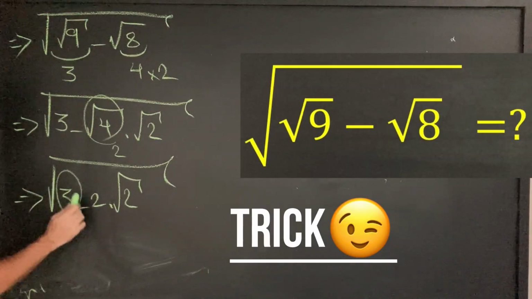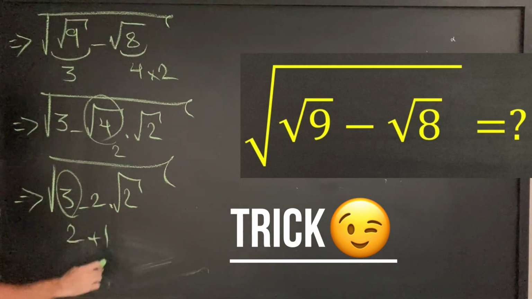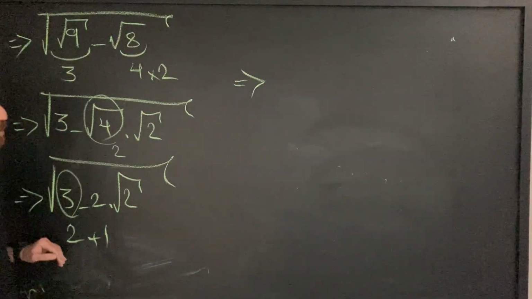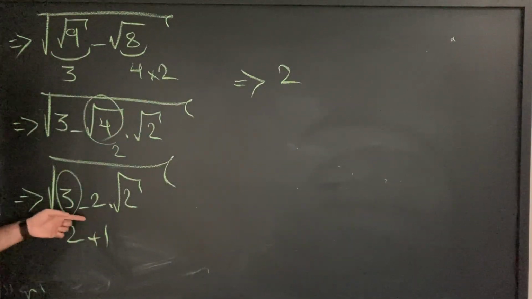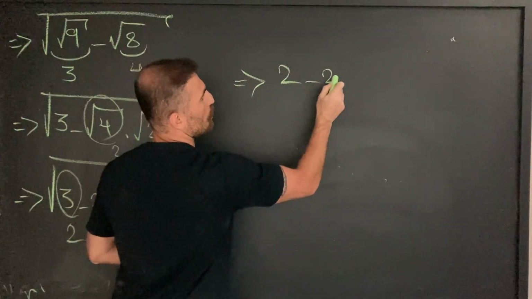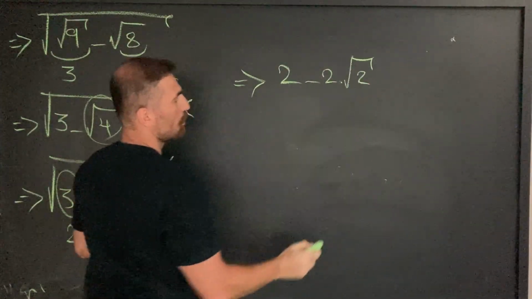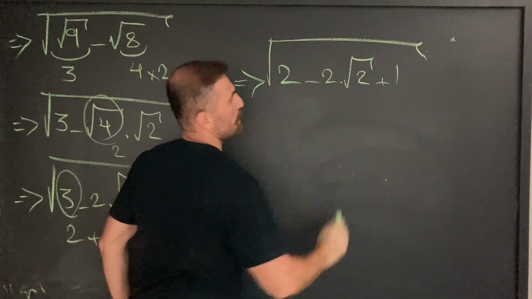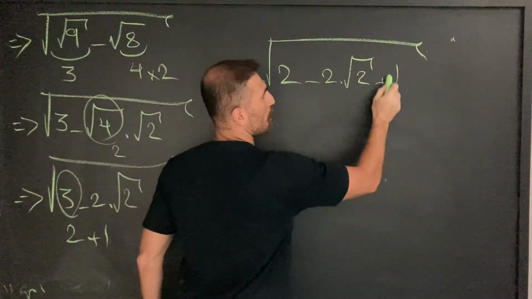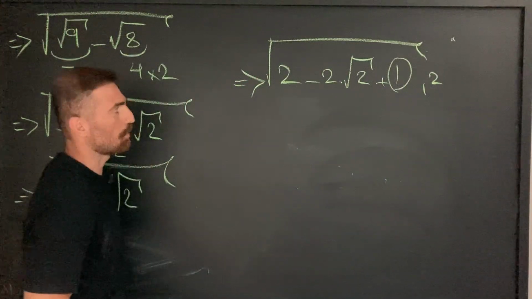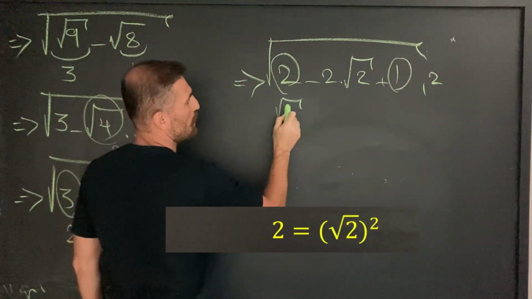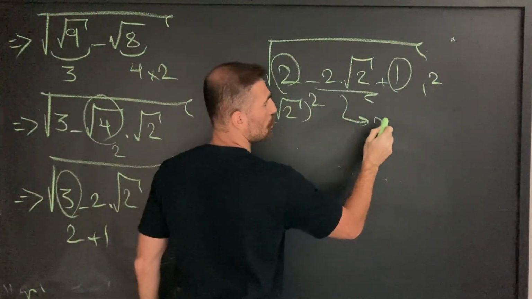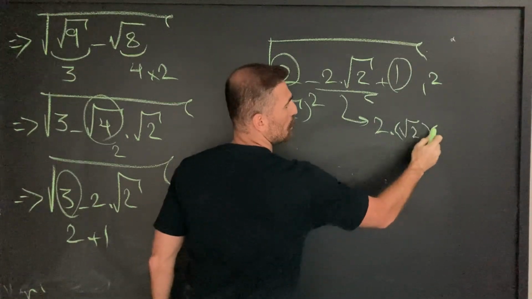I'm going to rewrite this 3 as the sum of 2 and 1. So it is going to be, let me write it here, 2. Let me write it first, negative 2 times second root of 2 and this one, square root of this. What is this? Look, this one is same as 1 squared. This is same as second root of 2 squared. What is this? This is same as 2 times second root of 2 times 1.